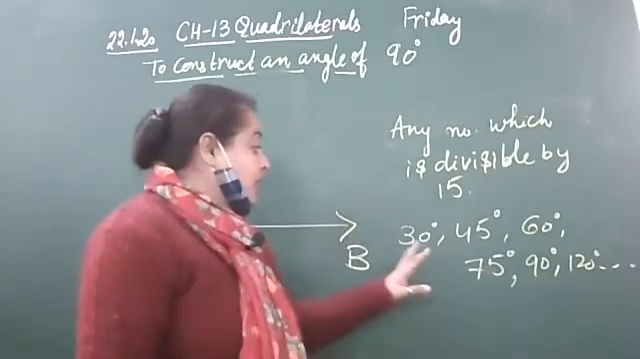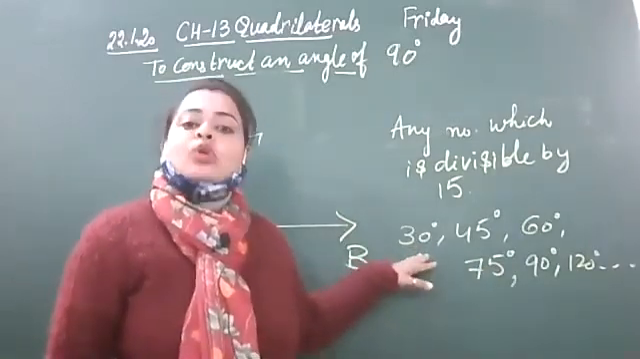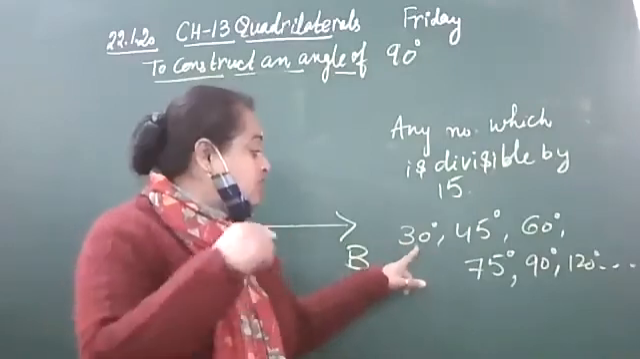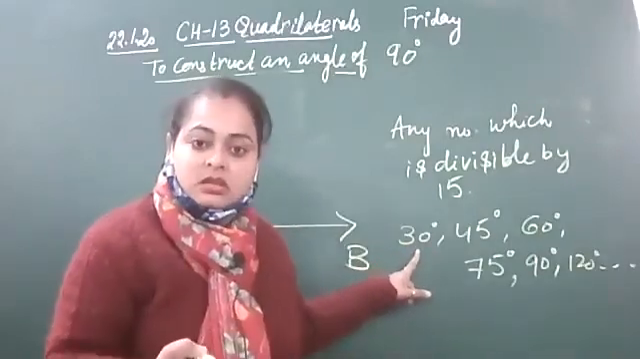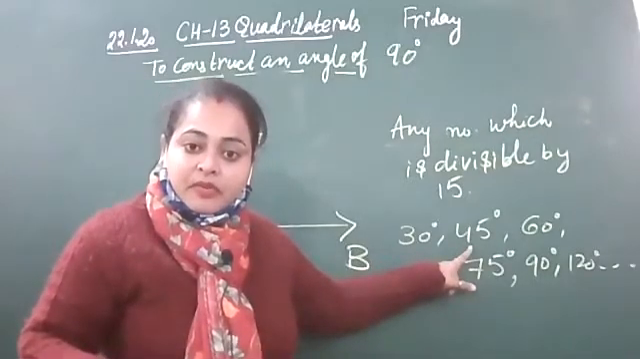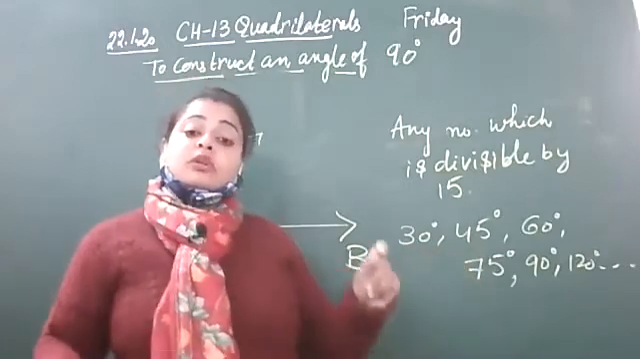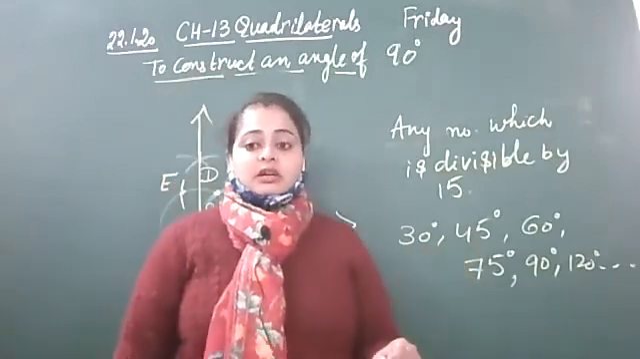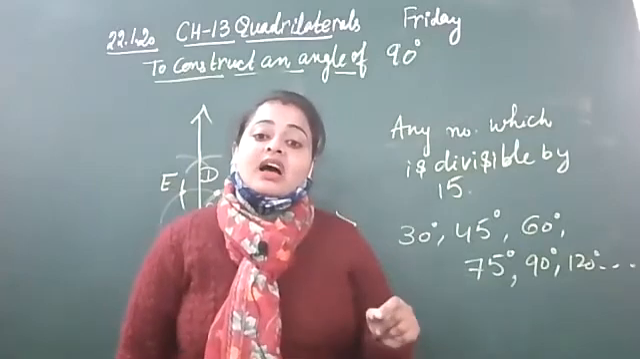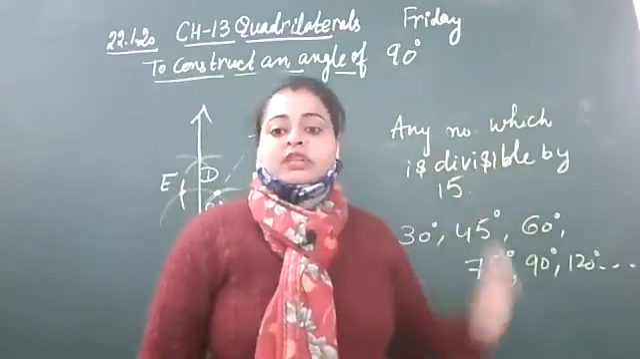Okay, we can also construct 30 degree with compass, but this part is not in your syllabus. This is in the class 6th. Fine. We can also construct 45 degree with the help of compass, but son, that is in your 6th class. So you should know which angle we will construct with the help of compass. Any number which is divisible by 15.